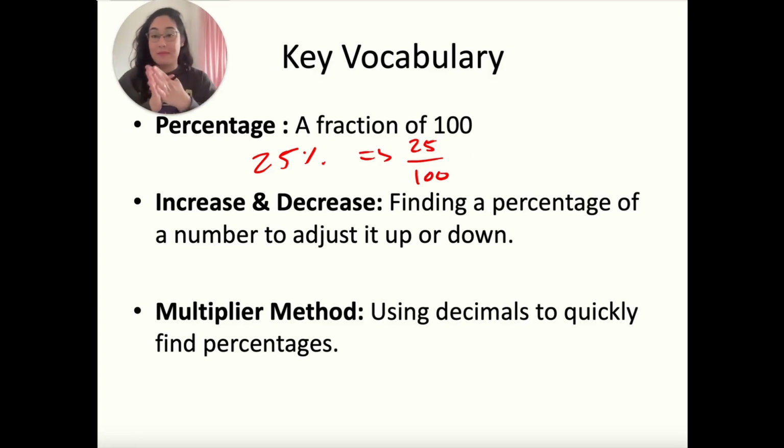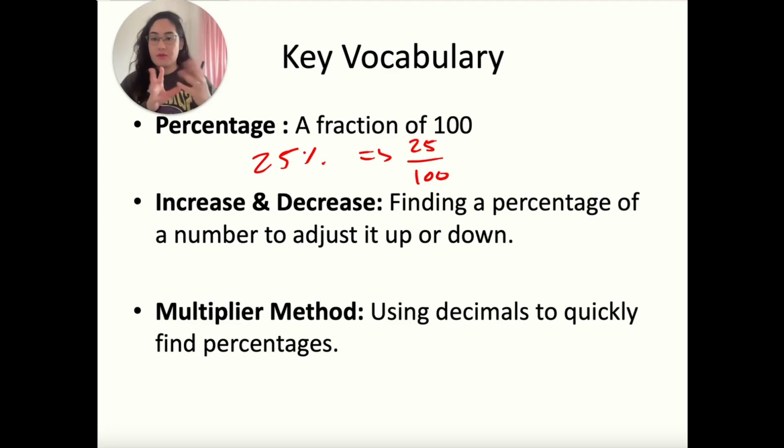Increase or decrease basically means finding a percentage of a number to adjust it up or down. So a typical question would be like, an item costs this much and its price has gone up by 25%. How much would it be now? Or if there's been a sale and the price of this object has gone down by 10%, what's the price of the object now? So finding an increase or a decrease, adjusting the number based on the percentage.